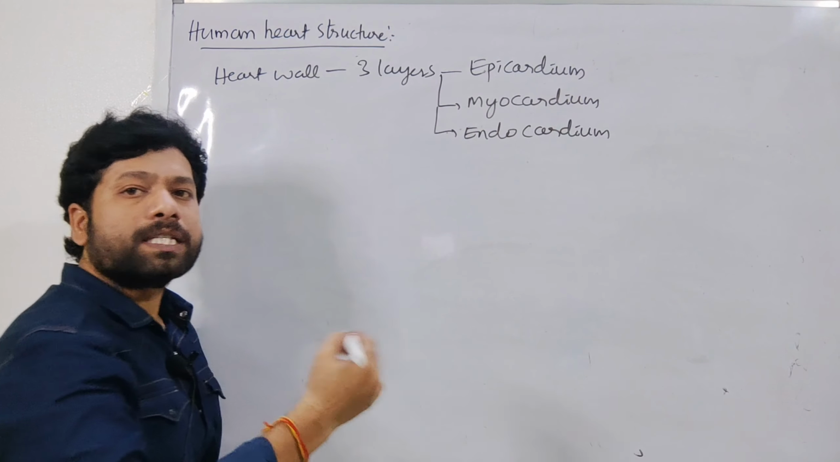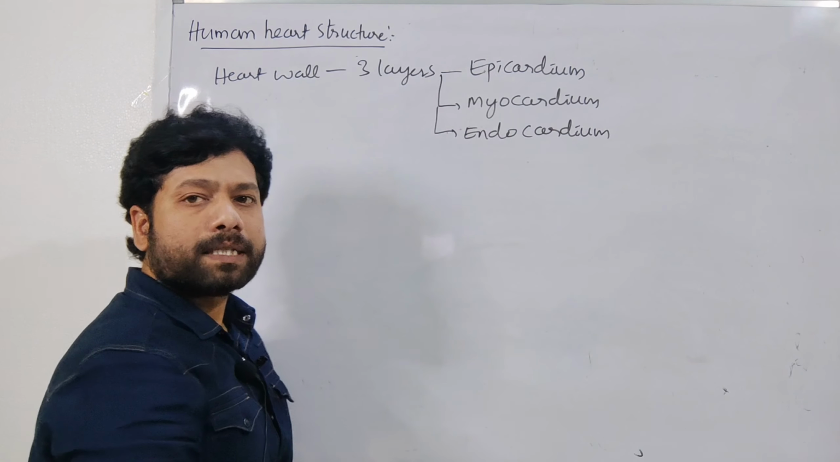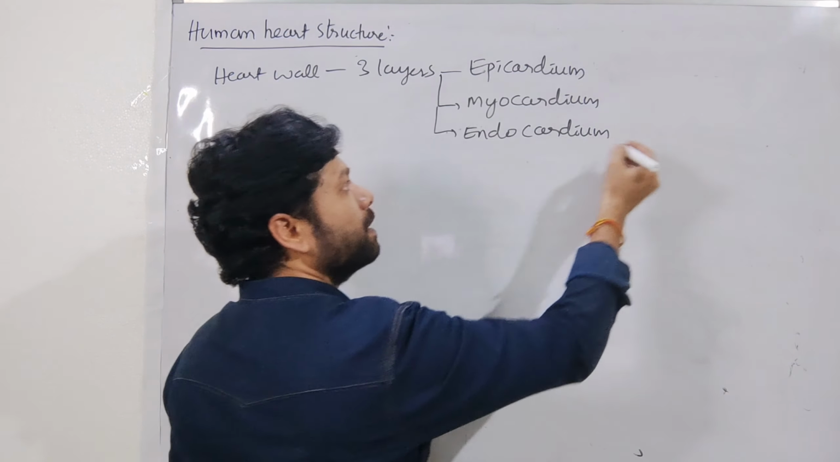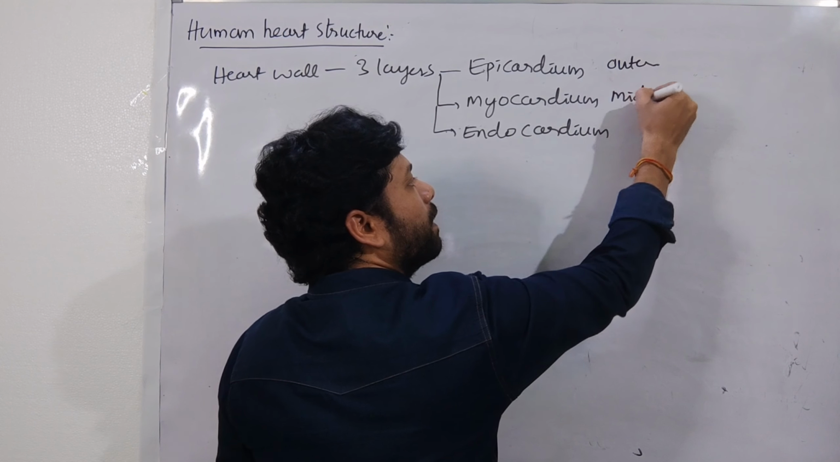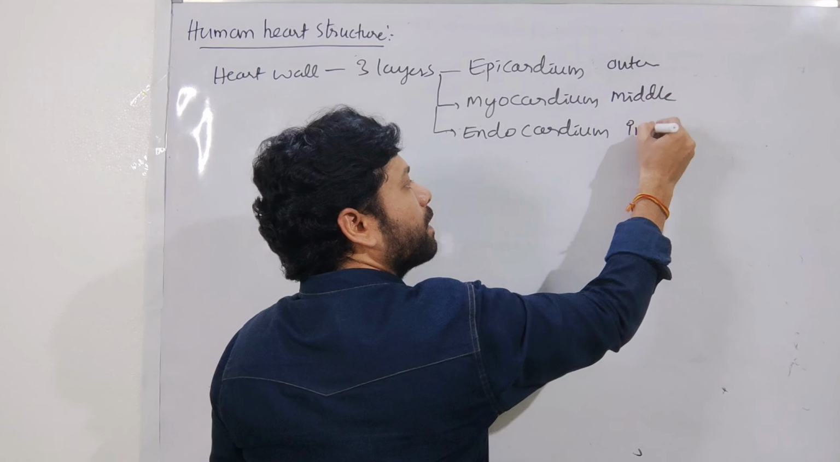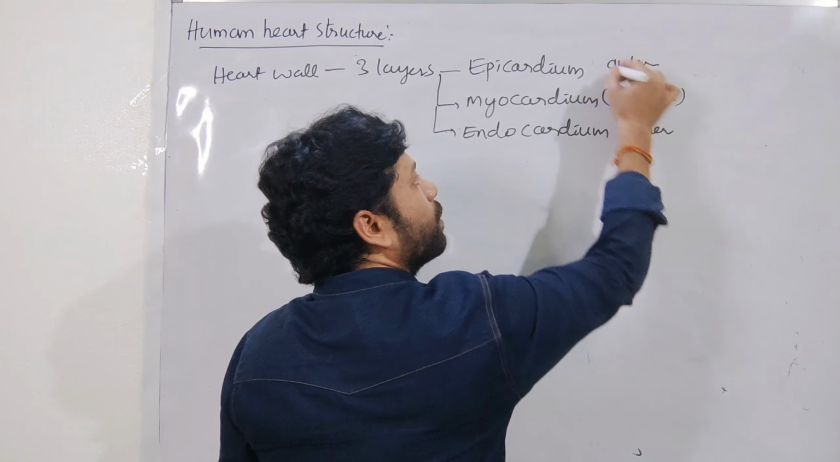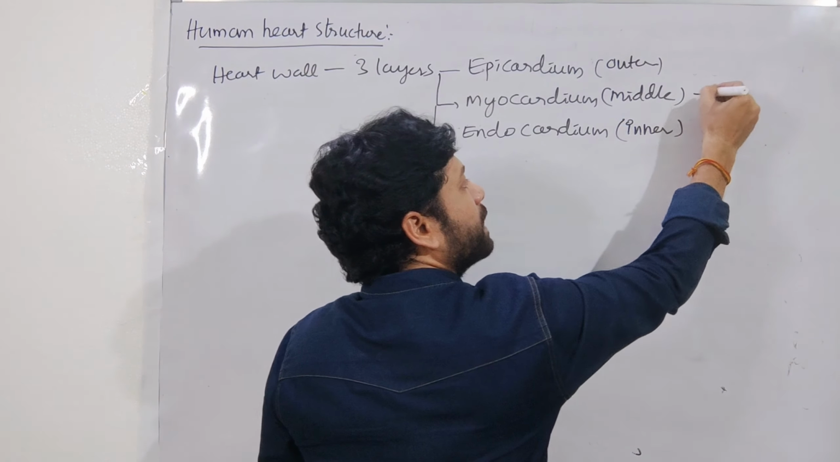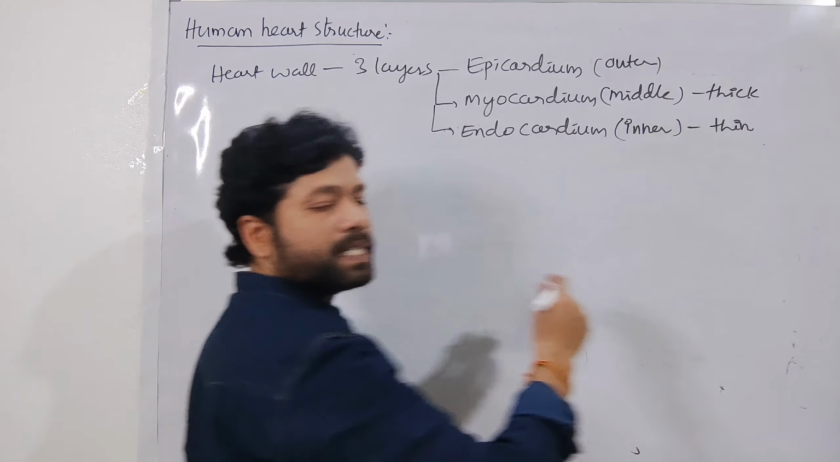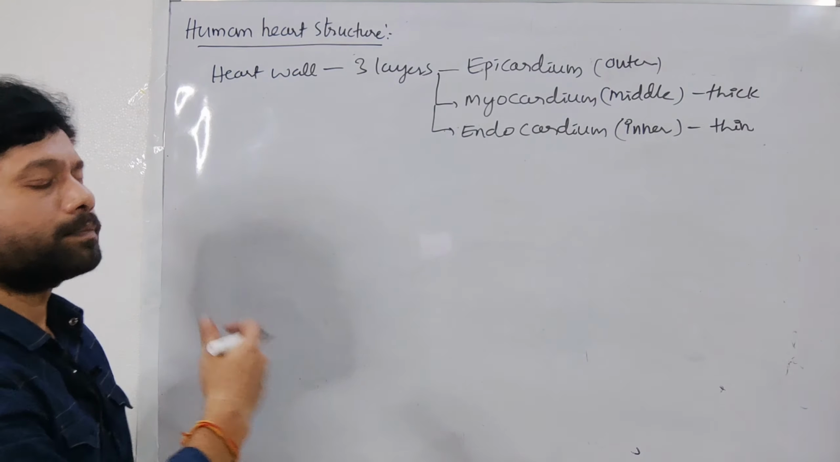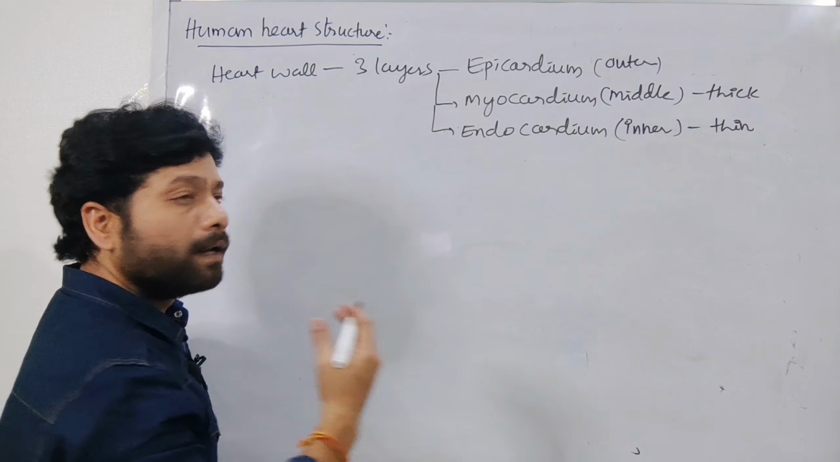So, epicardium is the what? Outer. Myocardium is the middle, and endocardium is the inner. So, it is the outer, middle, and inner. Okay. So, it is the thick one and it is the thin one. The middle layer is formed by the muscle, that is the cardiac muscle.